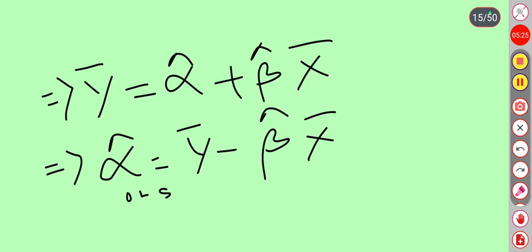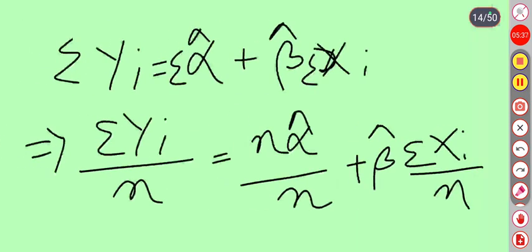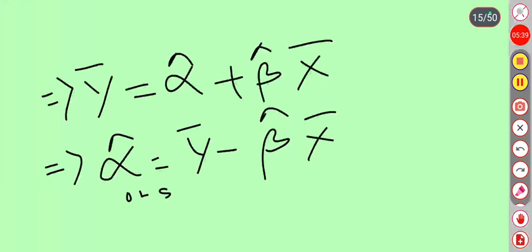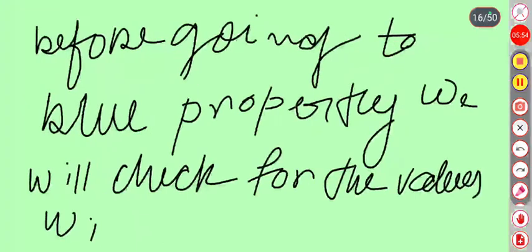We know that summation yi divided by n is equal to y bar. This is the average, the total divided by the number of observations, its mean. So y bar is equal to alpha hat plus beta hat x bar. Interchanging the values, alpha hat is equal to y bar minus beta hat x bar. Before going to the BLUE property, we will check the values of wi.